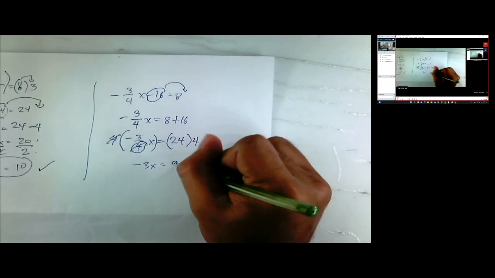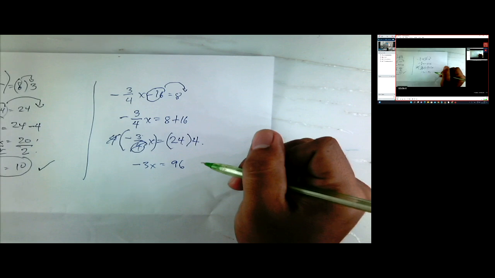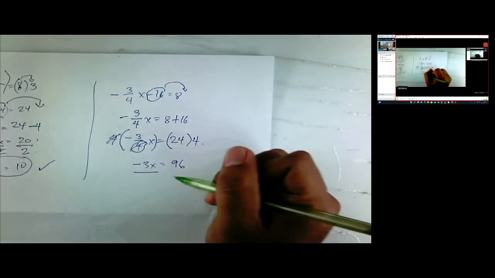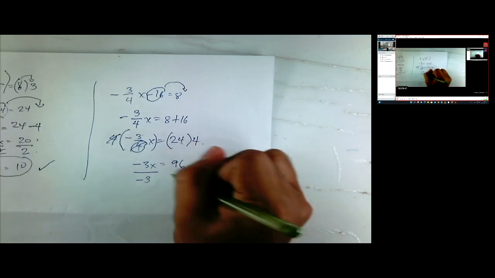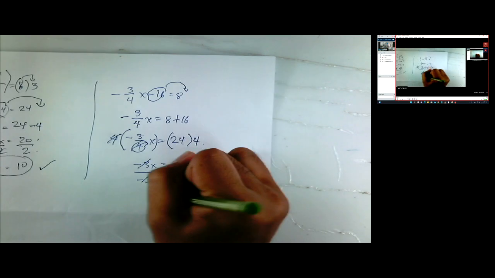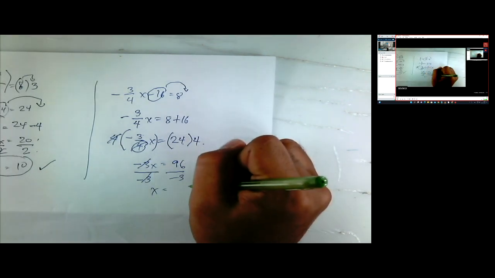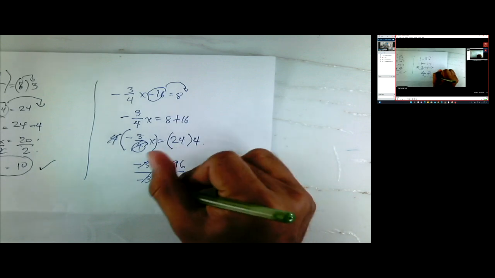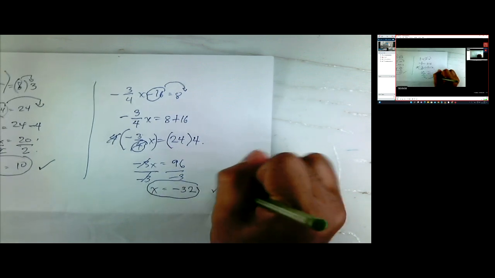that is equal to 96. And since we're solving for the value of x, let's divide both sides by the coefficient of x, which is negative 3. And so x is equal to 96 divided by negative 3, which is equal to negative 32. And this will be your answer. One check for this.